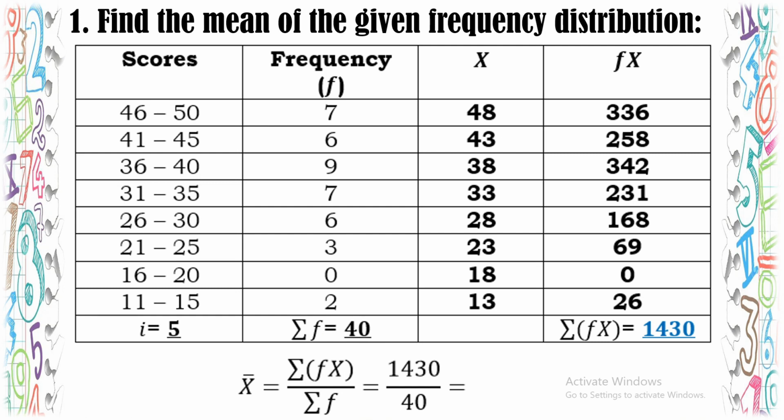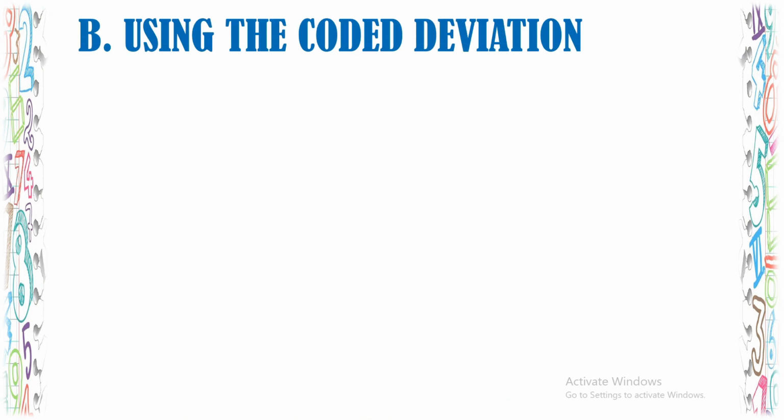So we have 1,430 divided by 40. That gives us 35.75. So the mean of the given data is 35.75. Another way is using the coded deviation.